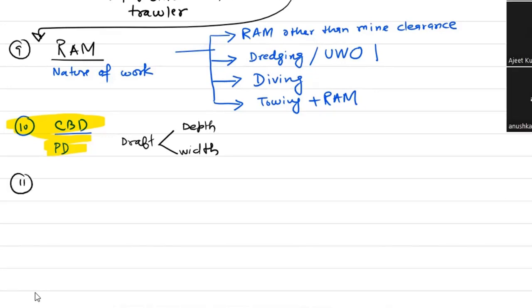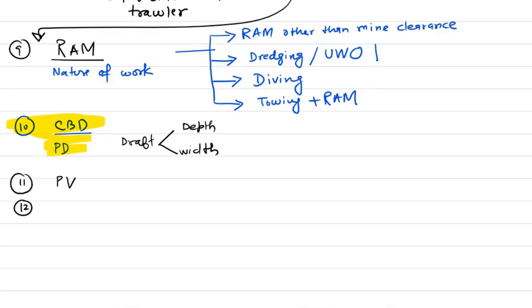Then number 11 is vessel engaged on pilotage duty, or simply pilot vessel. Vessel engaged on pilotage duty or pilot vessel. Then 12, we can have vessel at anchor.